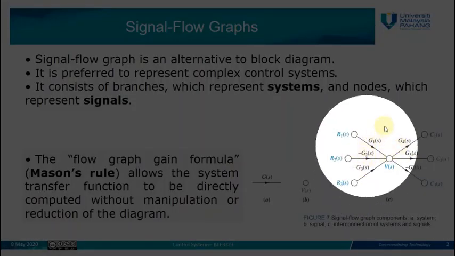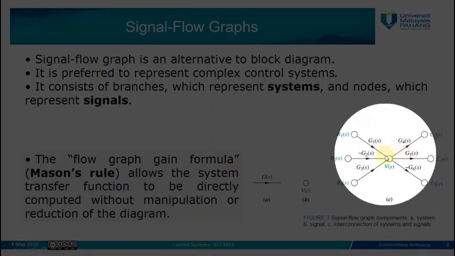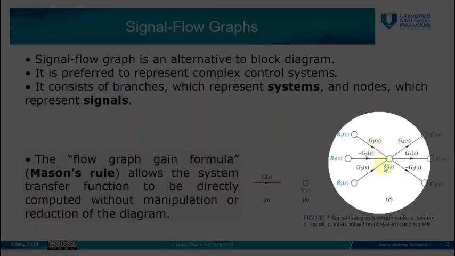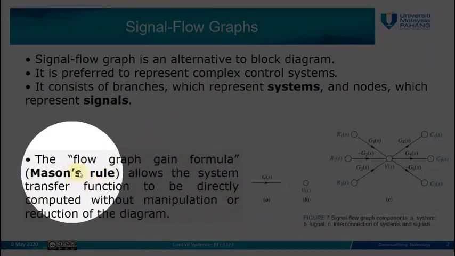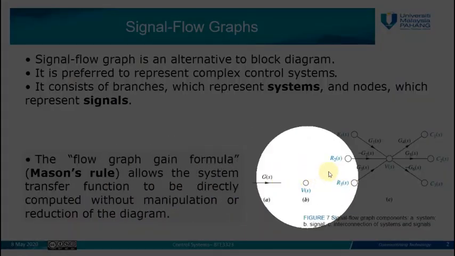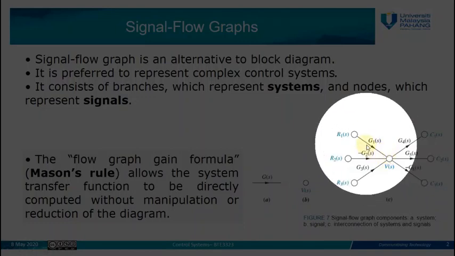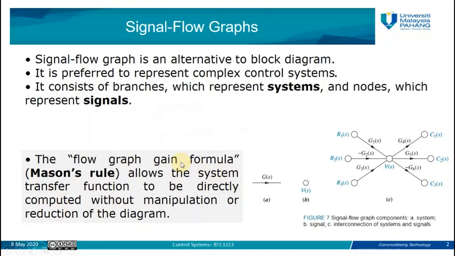In order to simplify such a signal flow graph into a single transfer function like we did before with the block diagram, we are not going to use any reduction techniques here, but we are going to use the flow graph gain formula, or we call it Mason's rule. So Mason's rule is a method to find the single transfer function of a complicated signal flow graph. This signal flow graph, which consists of 6 subsystems here, can be represented by a single transfer function, as we will see later on.